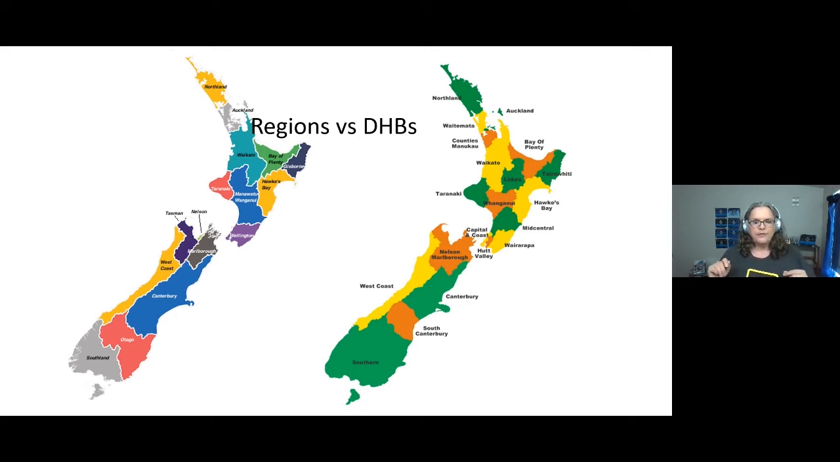So if my number said I have 50 cases in the southern DHB, which is that big green blob at the bottom of the South Island, that actually consists of two regions, Southland and Otago. So into which province would I then put that number?